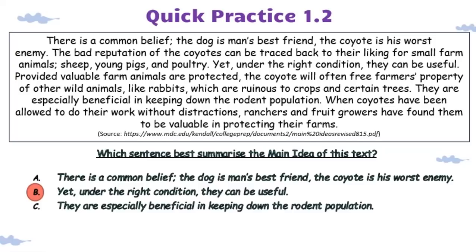If you go back to the text, here it says that the bad reputation of coyotes can be traced back to their liking for small farm animals. And then we see the sentence, yet, under the right condition, they can be useful. So here, the idea is clearly stated that yes, coyote is man's worst enemy. But if these animals are treated right, they can actually help farmers to protect their farms. Therefore, the answer is B.